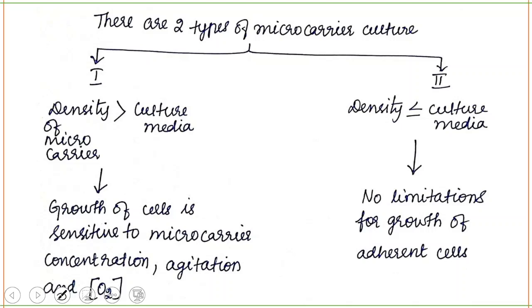In this condition, the growth of the cell will be very sensitive to the concentration of microcarrier, how much agitation is happening in the bioreactor, and also the oxygen concentration. All of this will be a factor when the density of the microcarrier is more compared to the density of the culture media. The second is the density of this microcarrier.